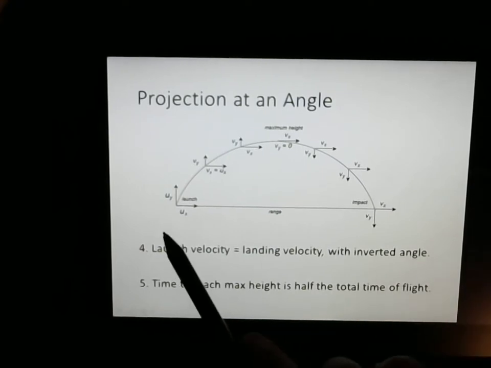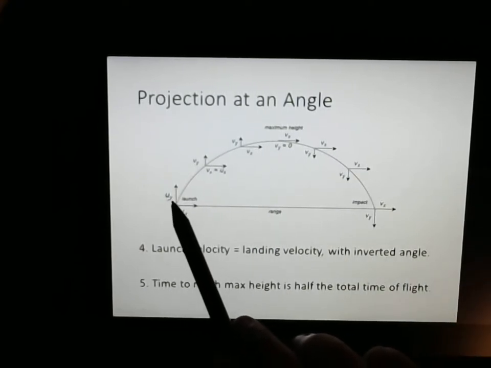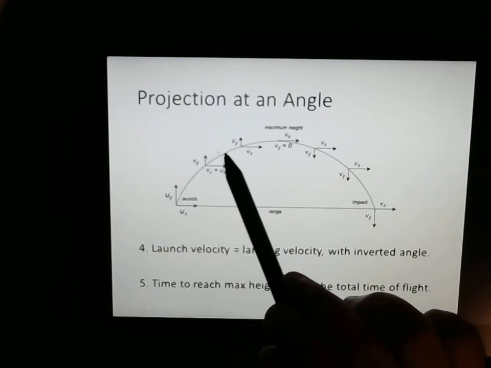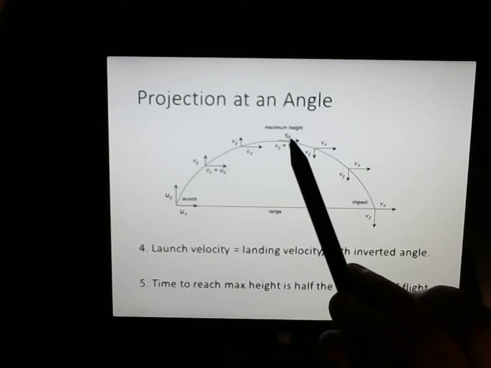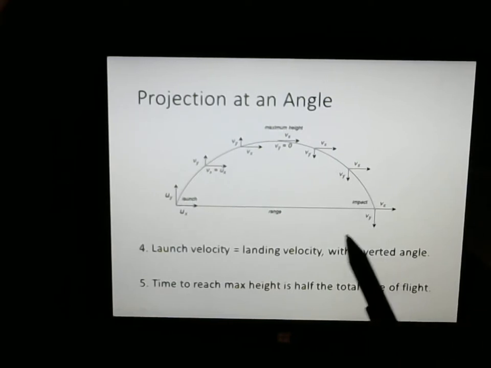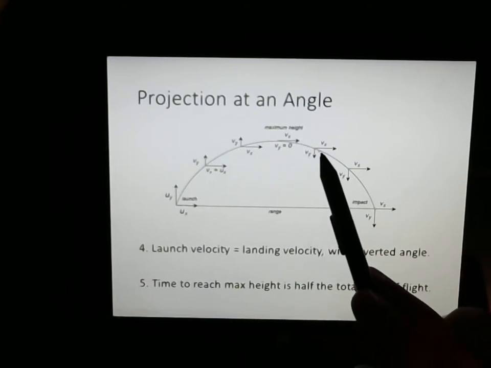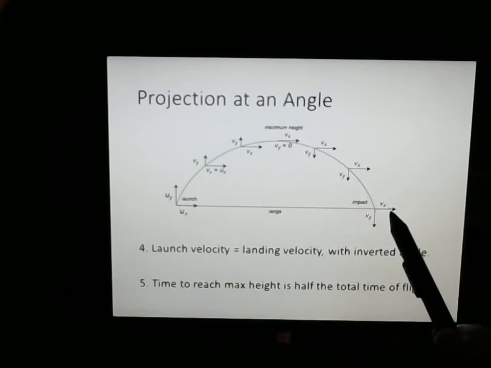I want you to have a look at this picture very carefully. What we can see here is that the initial velocity upwards is getting smaller, smaller, 0, changes direction, gets bigger and bigger. In contrast, the horizontal velocity is always the same size. Okay, so this tells us two things.